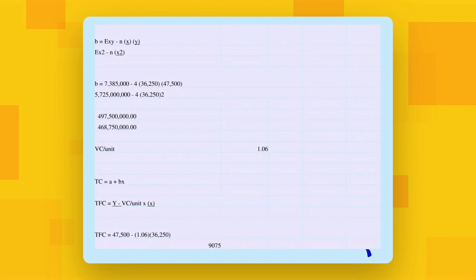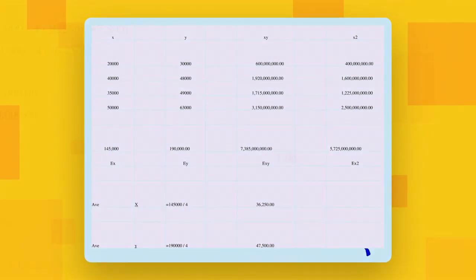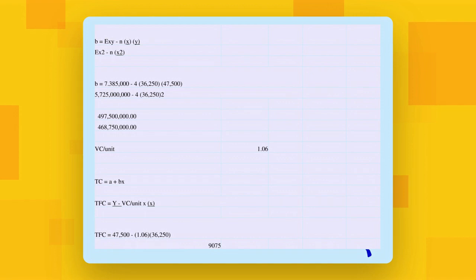So, since given na yung total fixed cost, di ba given naman yung kinompute natin kanina? Yung average of Y, again, 47.5, okay? Given lahat yan. So, 47.5 minus yung kinompute din natin in terms of your variable cost per unit of 1.06. Just multiply it by the X average, which is 36,250. Alright? So, how much would be your fixed cost?